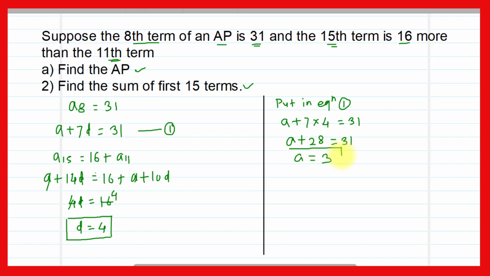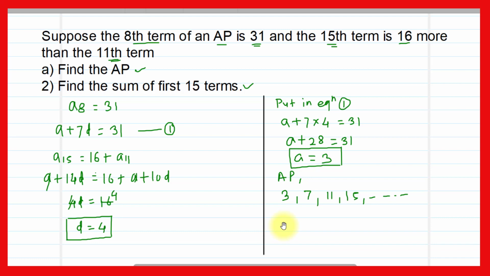So you have got the first term of the arithmetic progression, that is A is equal to 3. That is also a very important step, so highlight this. Now you have to write the AP. So the required AP will be what? First term is 3 and common difference is 4, so go on adding 4 to each successive term. So 3 plus 4 will be 7, 7 plus 4 will be 11, 11 plus 4 will be 15, and so on. So this is the arithmetic progression.